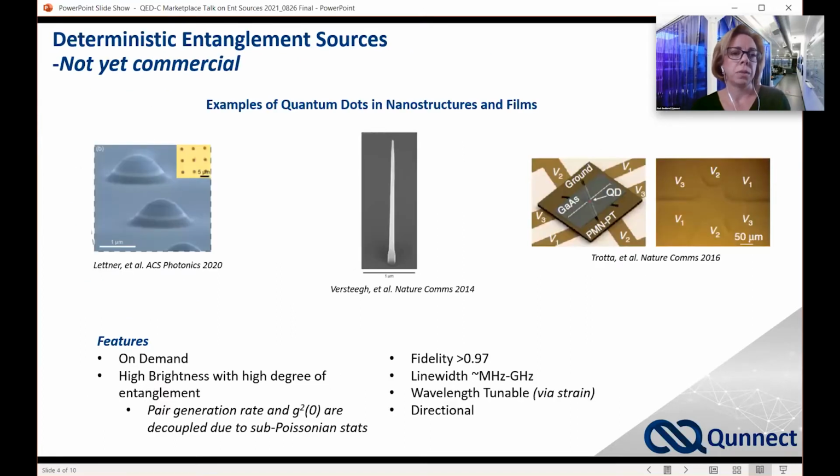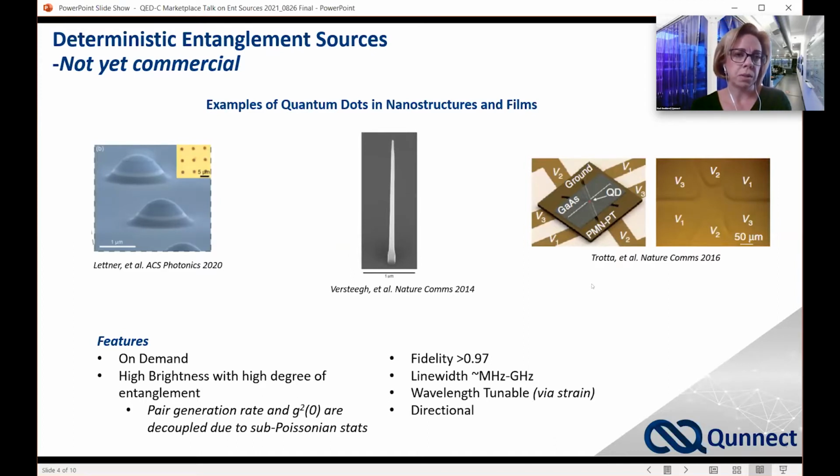So the first type of source, which you'll hear some about today, I assume, are these deterministic sources. Those are not yet commercial, largely as a function of the fact that they're extremely hard to manufacture. The most common example that we know of right now are quantum dots, which are embedded in either nanostructures or films. I've shown a few examples here. These are parabolic wells, these are nanowires, and these are a film example.